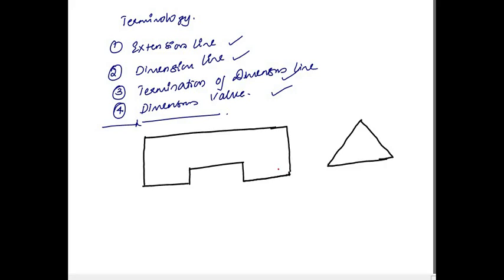Now the first thing is extension line. We're discussing extension line, right? So in any given drawing, first we have to draw, for the feature that I am dimensioning, extension lines. Let us say I want to dimension this line, I have to draw extension lines. Always remember, extension line should always be perpendicular to the feature that we are dimensioning.